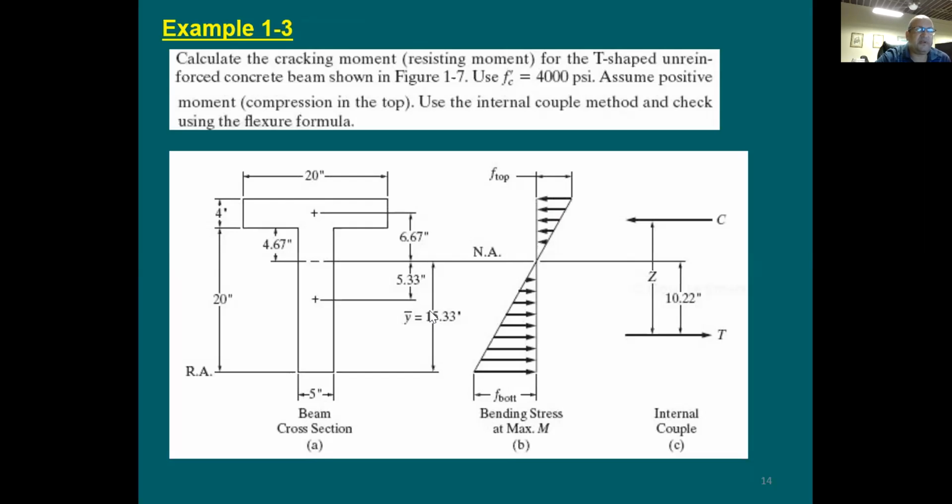1/3 of 15.33, or 2/3 of 15.33, is going to be 10.22. Why? For this triangular shape, it is 1/3 from the bottom or 2/3 from the neutral axis. 2/3 of the neutral axis is going to be 10.22. How is that? Take this 15.33 times 2/3, it gives you this location.